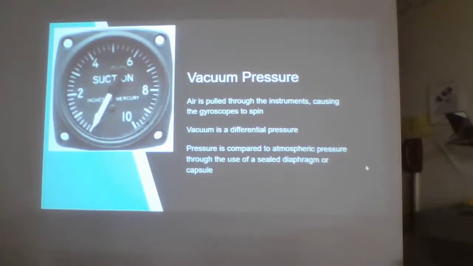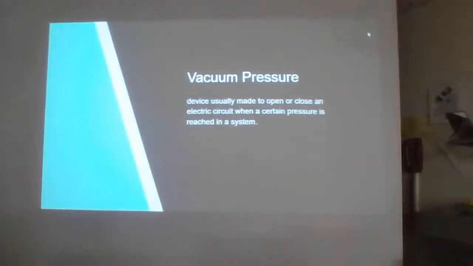Pressure is compared to atmospheric pressure through the use of a sealed diaphragm or a capsule. So that is our sensing mechanism in a vacuum pressure gauge. It is often done through a sealed diaphragm or a capsule. A vacuum pressure switch is a device usually made to open or close an electric circuit when a certain pressure is reached in a system.